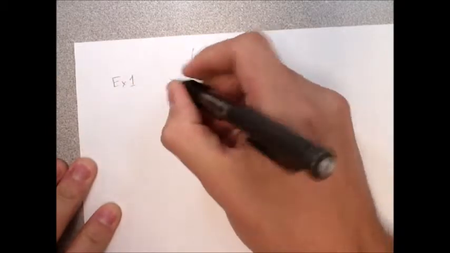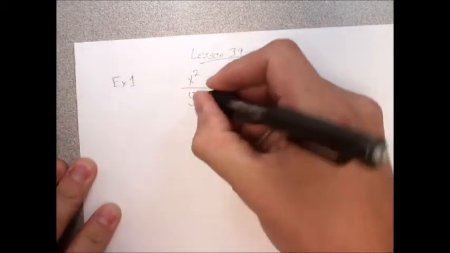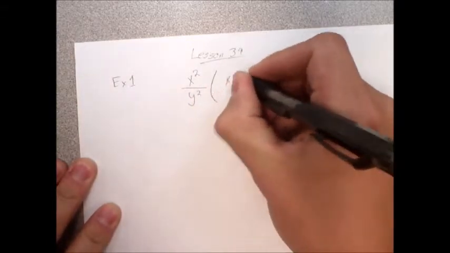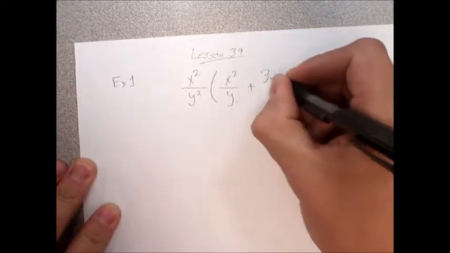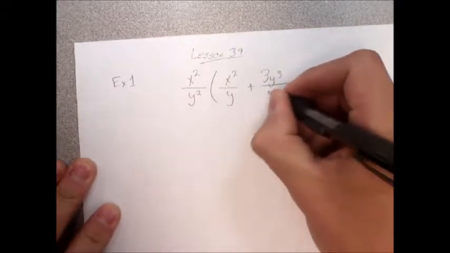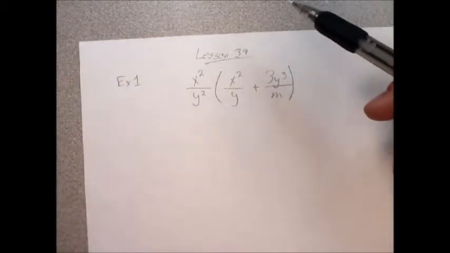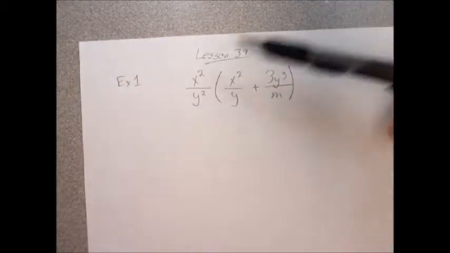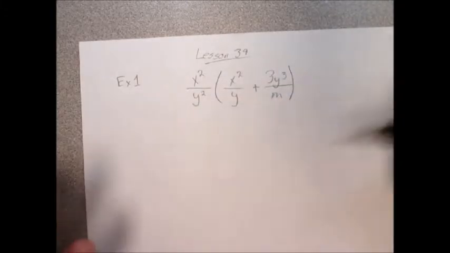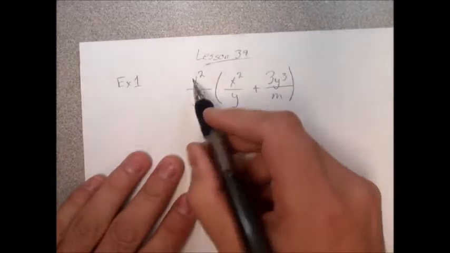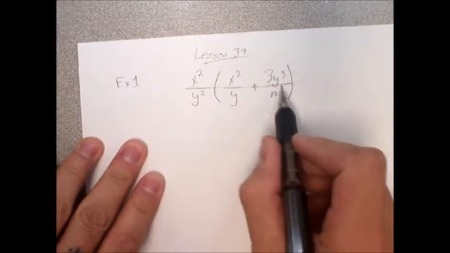It says simplify this. Now it has x squared over y squared, and it has open parentheses, x squared again over y plus 3y to the third m, close parentheses. Now, how do we multiply fractions? What's the rule? Go straight across, right? So it's going to apply the same way. So think of this more like as if it were broken down as the top only and the bottom only.